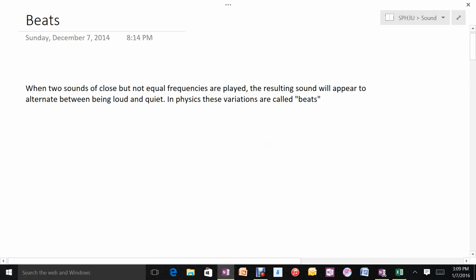Beats are a phenomenon in physics that can be heard when two sounds that have almost identical frequencies, but not the exact same frequency, are played together. What happens is that because one of the sounds is a little bit faster than the other, the two sounds get in and out of phase with each other in alternating periods.